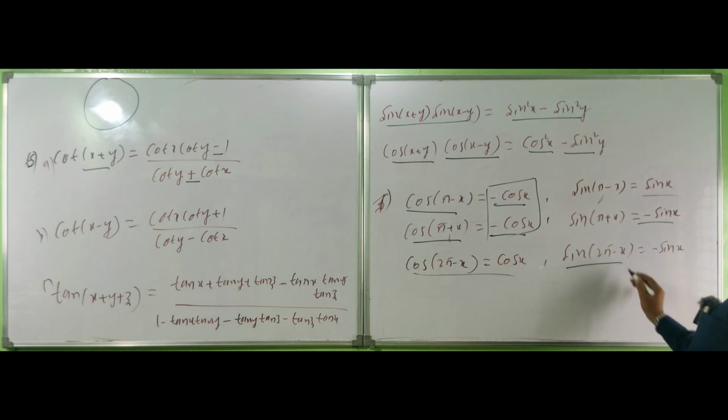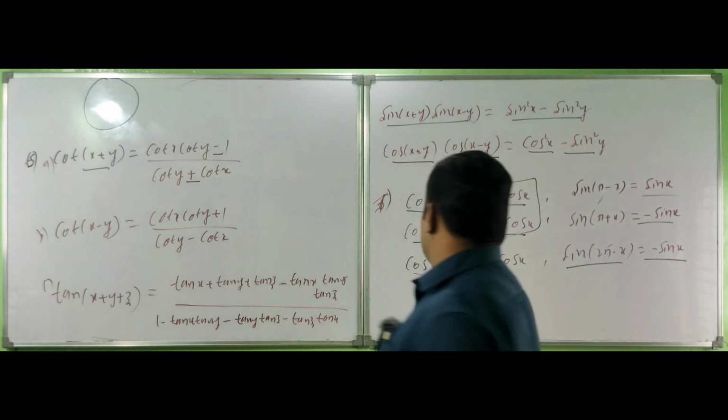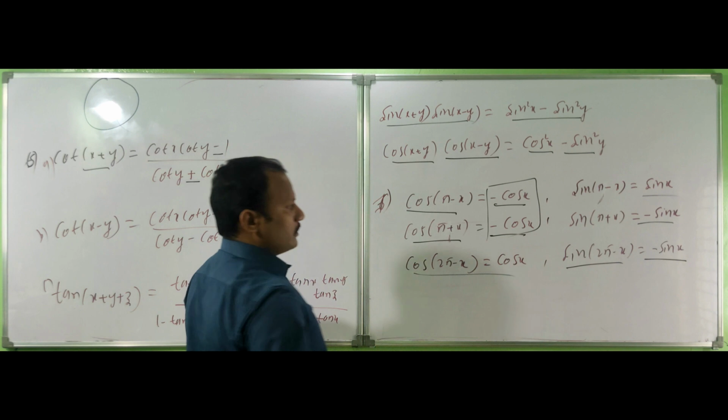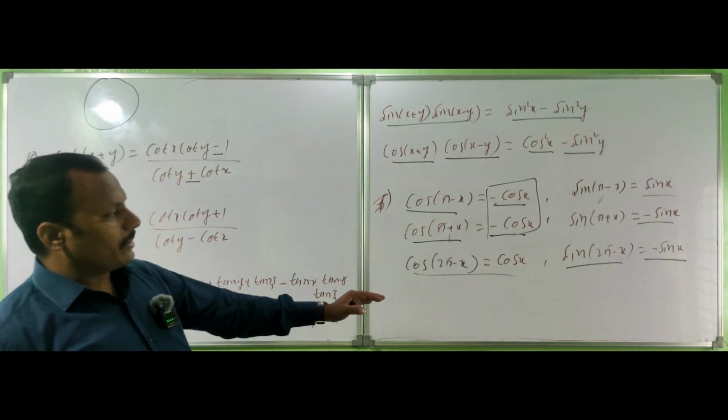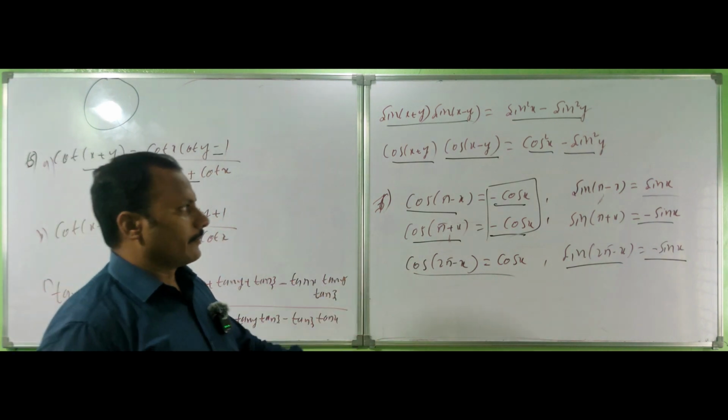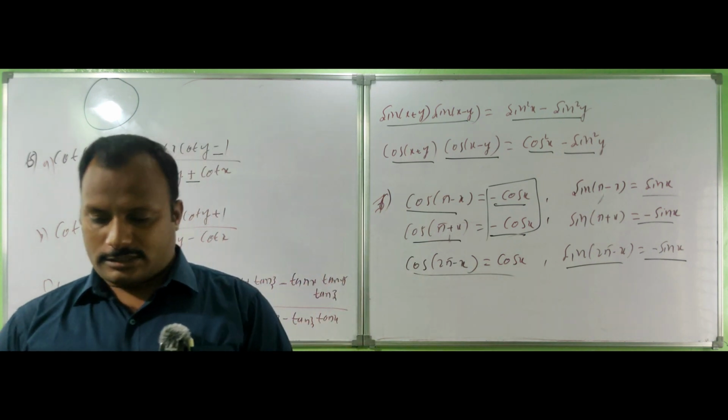Cos of 2 pi minus x means 0 degree side. This gives sin of 2 pi minus x is equal to minus sin x, and cos of 2 pi minus x is equal to cos x. Next we will see some more formulas.